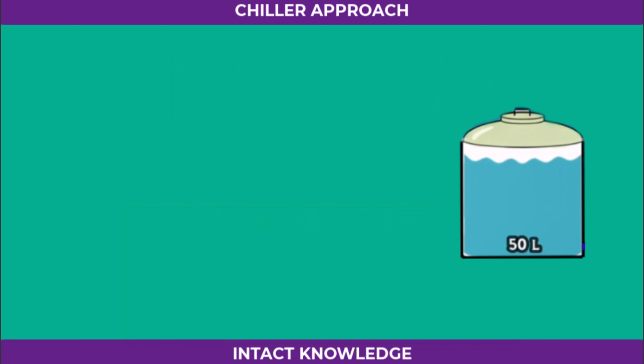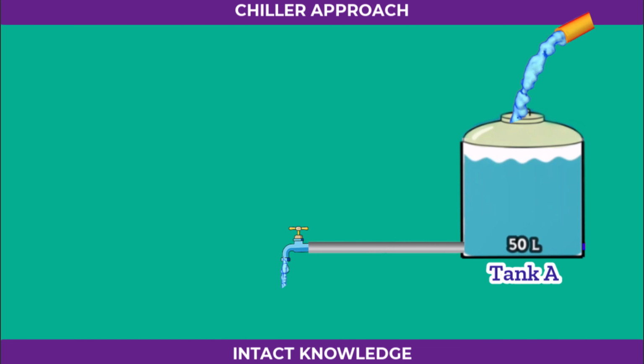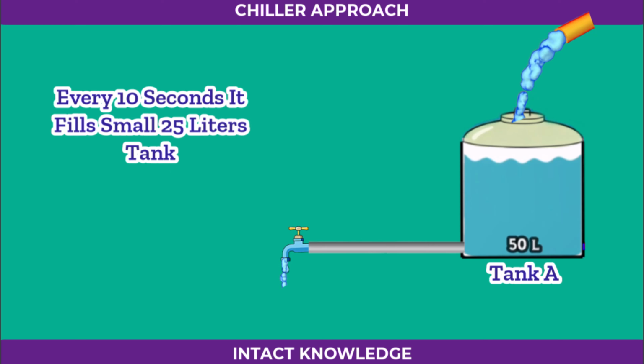Now let's see an example that will help you easily understand the concept of chiller approach. Suppose we have a tank holding 50 liters of water. When the level drops below that, water is added automatically from a tap to keep it constant at 50 liters. So the level in this tank always remains steady at 50 liters. Every 10 seconds, water from this tank fills another smaller 25-liter tank. Let's find out what its approach value would be.